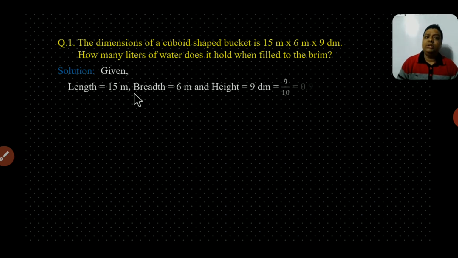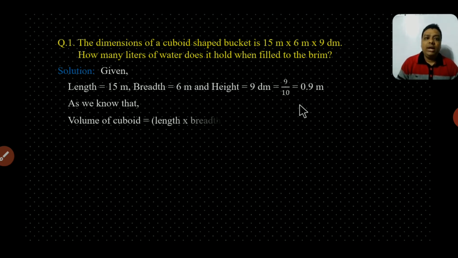It means length is equal to 15 meter, breadth is equal to 6 meter, but height is given in decimeter. So at first we have to convert it into meter. So we will divide it by 10, then it will be 0.9 meter. That will be the height in meter. Now, as we know, the formula of the volume of cuboid is length into breadth into height. Let's put this value: 15 into 6 into 0.9.